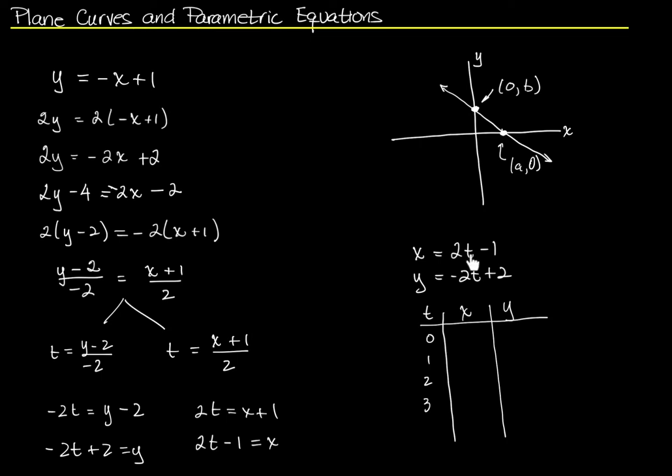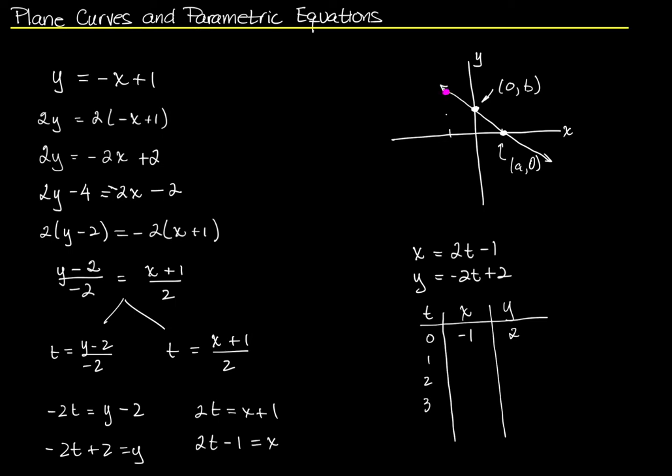So let's try that. If t is 0, I get 0 minus 1. So x is negative 1 when t is 0, and I get a 0 here as well. Y is 2 when t is 0. This is the point negative 1, 2. On my graph up here, if I go to x equals negative 1, and I go up 2, lo and behold, there's a point on my graph that is negative 1, 2.